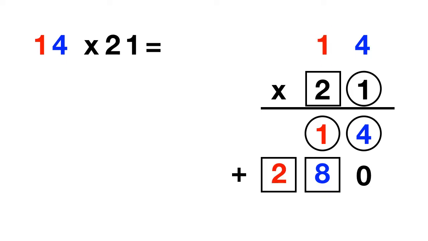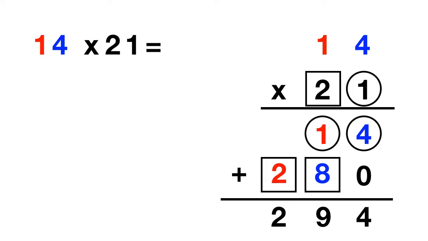Now you can add these two rows together. 4 plus 0 is 4. 1 plus 8 is 9. And nothing plus 2 is 2. So 14 times 21 equals 294.